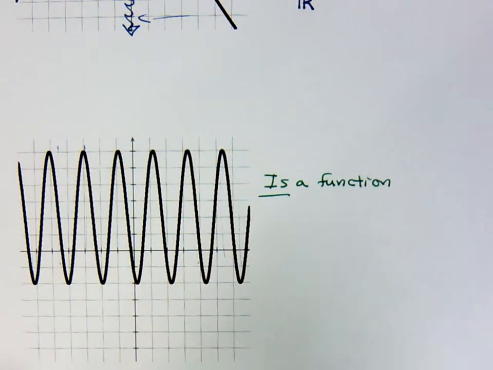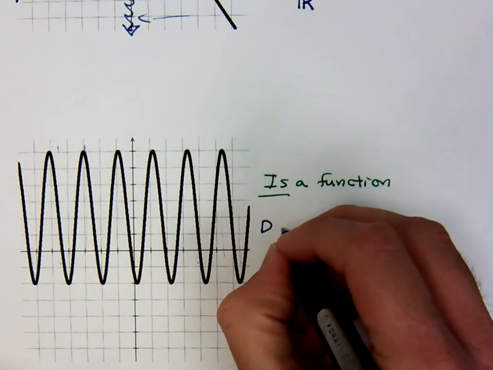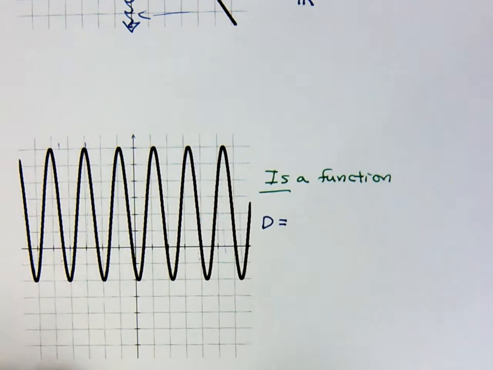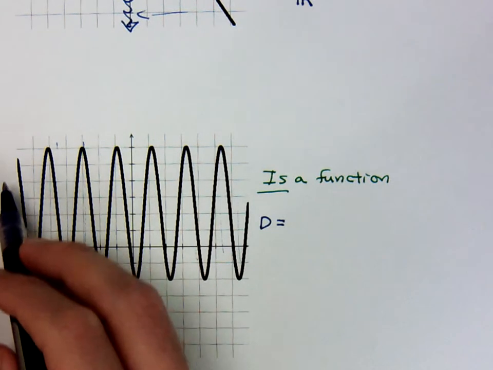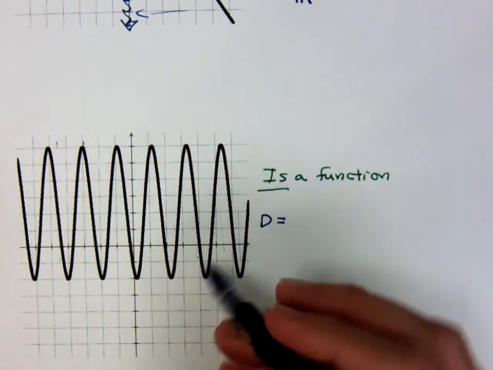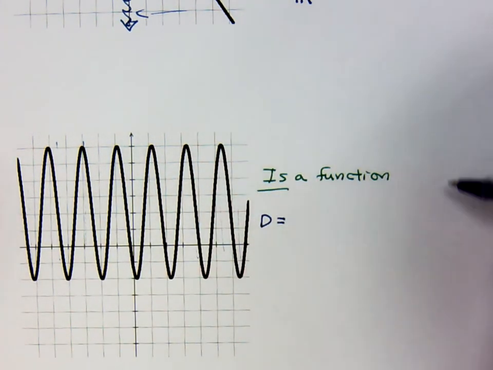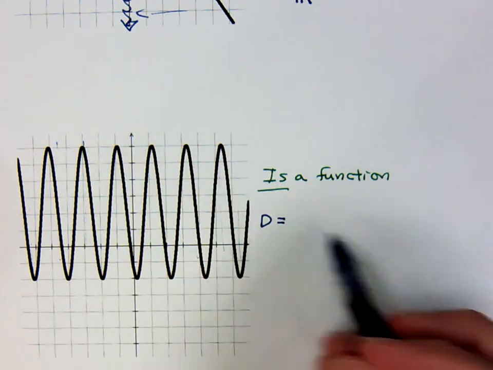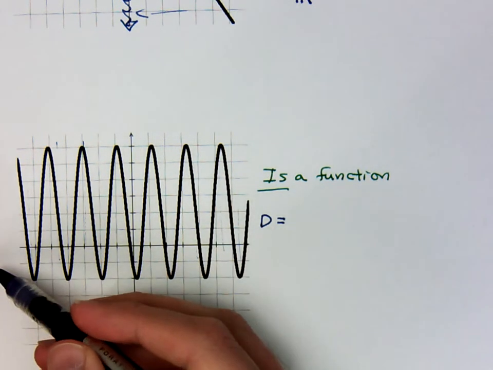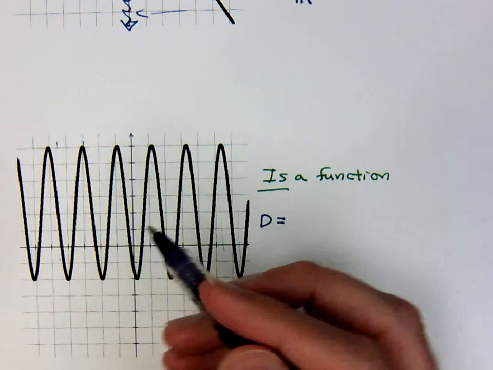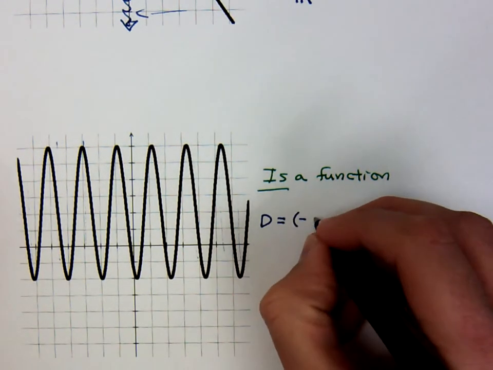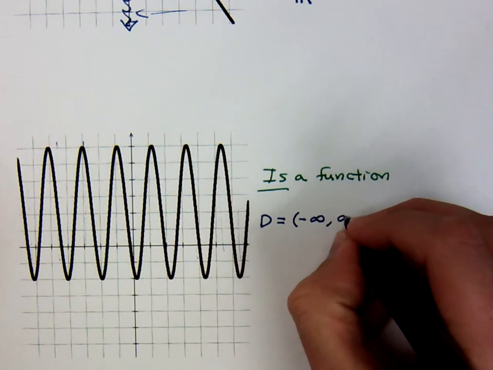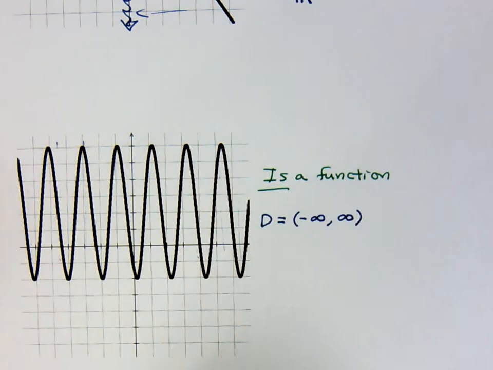So let's determine the domain. Now the domain again is the set of all x values. Imagine smashing this onto the x-axis. And you're going to see that this guy looks like he's establishing a pattern, and it looks like he's not going to stop. He's going to keep on going and going. Not only out to the right, but also to the left. This guy is continuous, which means you can draw him without picking up your pen or pencil. So this guy will have a domain from -infinity to infinity.